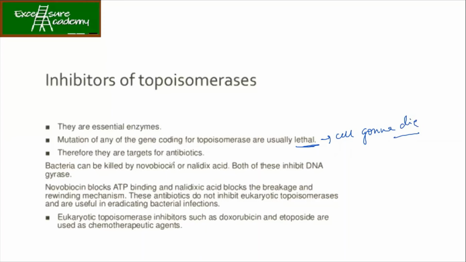So therefore, they are the targets for antibiotics. If you are eukaryotic, we are mammals, right? So of course, if I want to use antibiotics and I'm targeting prokaryotes, what will I do? I can target gyrase, right? So that they are not able to relax their DNA and the cell can die.